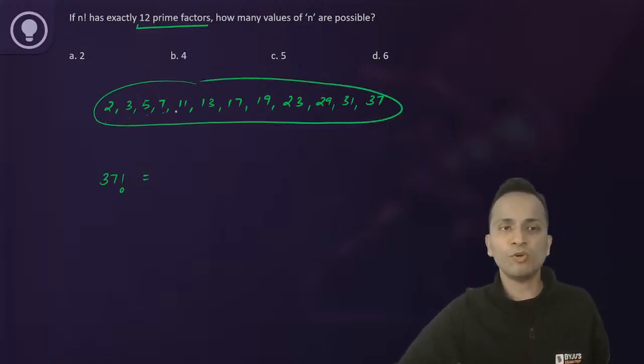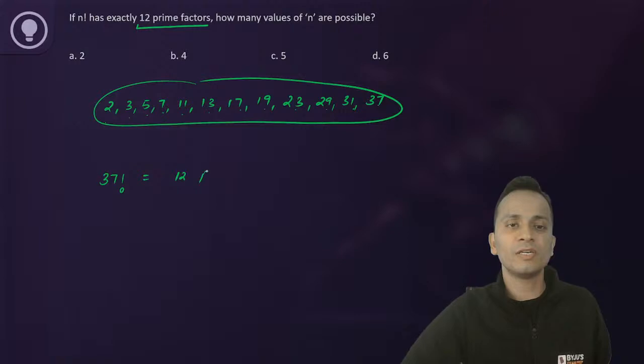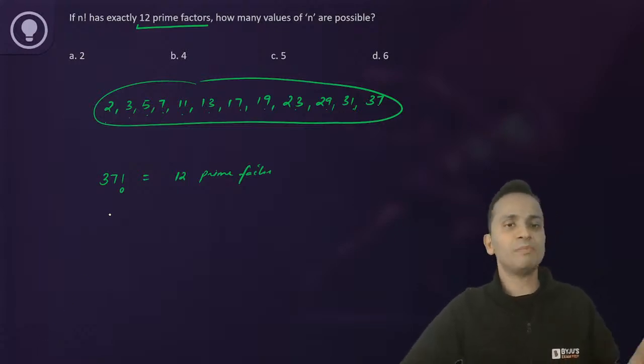1, 2, 3, 4, 5, 6, 7, 8, 9, 10, 11, 12. So 37 factorial will have 12 prime factors. Okay. Now until a prime number comes after 37, we'll keep writing.